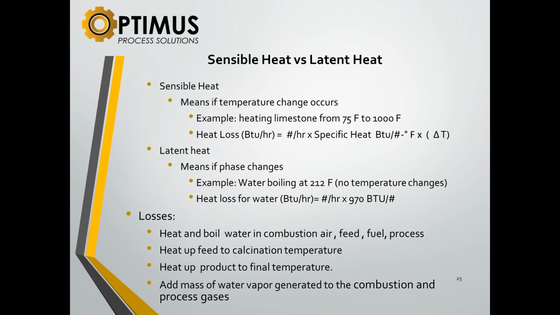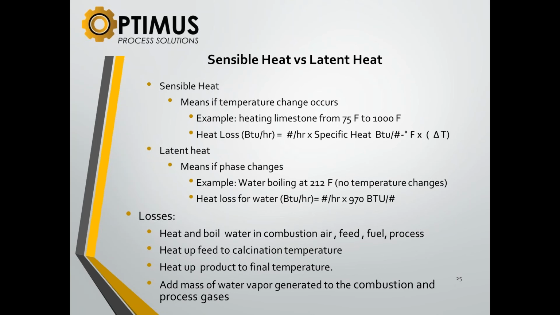Water has sensible heat from ambient up to 212, and the specific heat is 1. However, when you go to boil it, there's a phase change, as we all know, and that is called steam. And that takes 970 BTU. So if a feed coming in is wet, I'm going to have to evaporate water. So that's another loss.